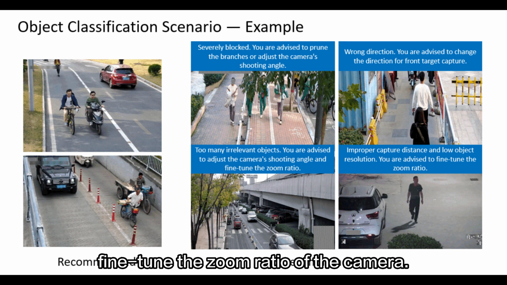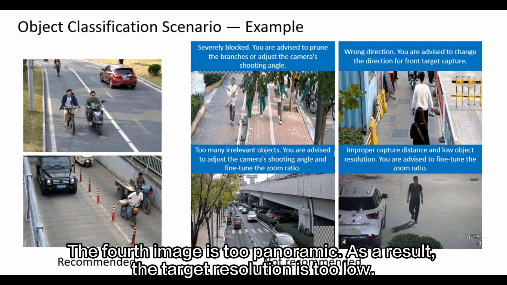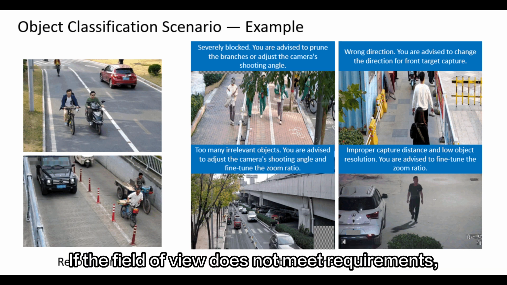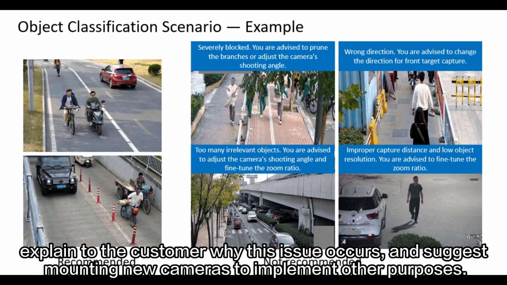ratio of the camera. The fourth image is too panoramic. As a result, the target resolution is too low. In this case, adjust the zoom ratio of the camera to preferentially address the license plate resolution issue. If the field of view does not meet requirements, explain to the customer why this issue occurs, and suggest mounting new cameras to implement other purposes.